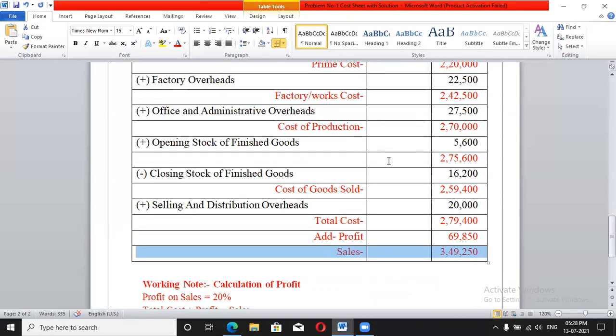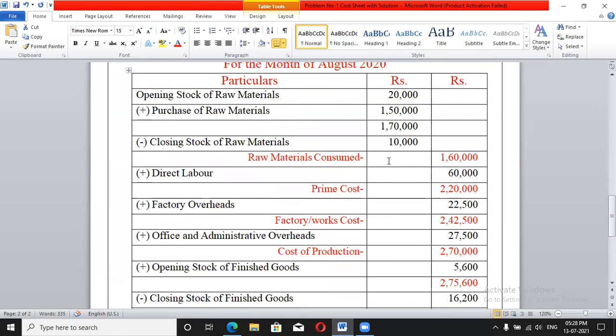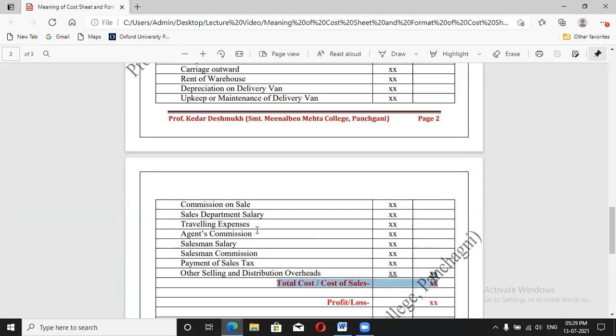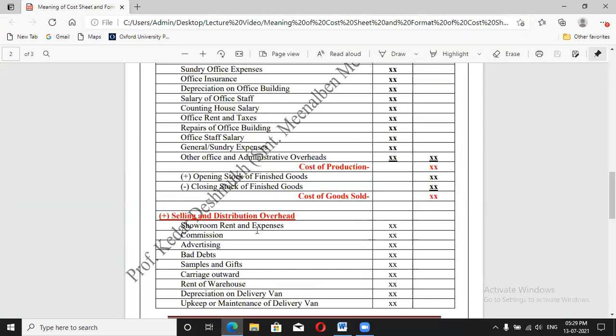We are going to see in today's lecture the practical problem number 1 related to the cost sheet. This cost sheet is prepared according to the specimen, according to the format. No item is up and down. Go through the format, go through the specimen. We already sent the PDF copy of the cost sheet specimen in the group. I hope you all put or copy this PDF in your notebook.